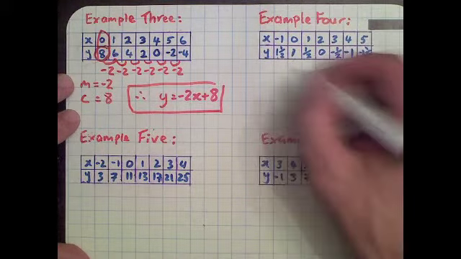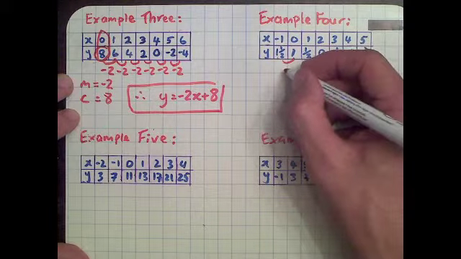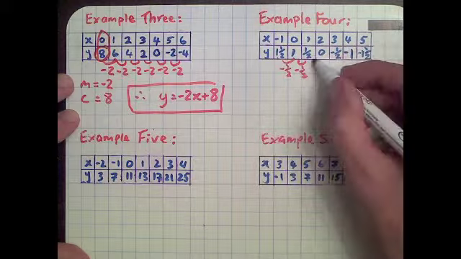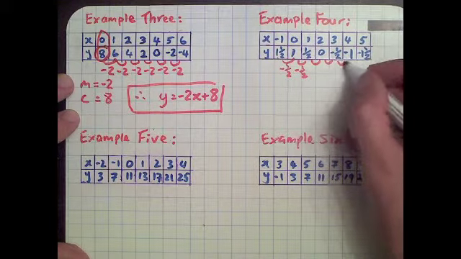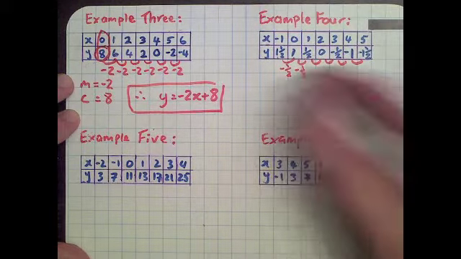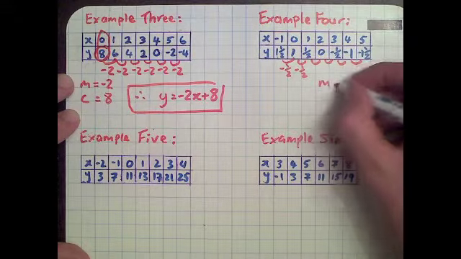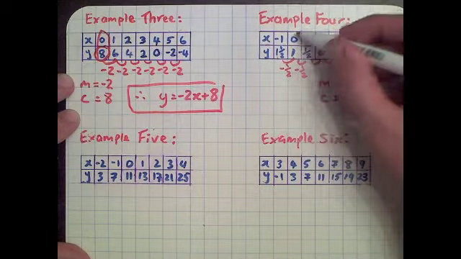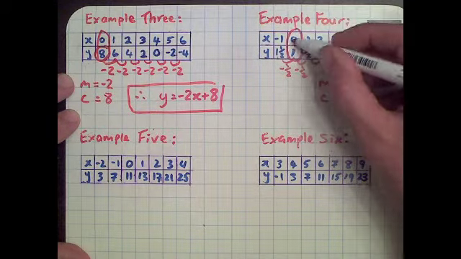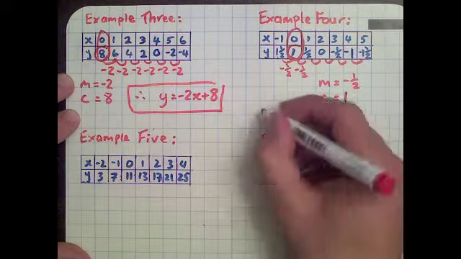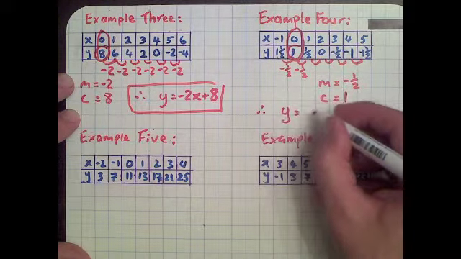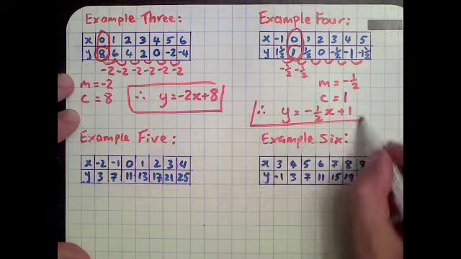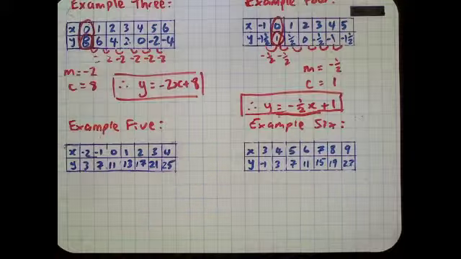Alright, the x values go up by 1 each time. Let's look at this example. Just because you've got halves, that's gone down by a half. Let's keep checking. Goes down by a half. That goes down by a half. Down by a half. Down by a half. That means it's constant, which means our m value is negative a half because it's going down by a half. Well, let's find our c value. It's x equals 0. It's 1. So we're going to have y equals negative a half x plus 1. This is starting to get easy, eh?